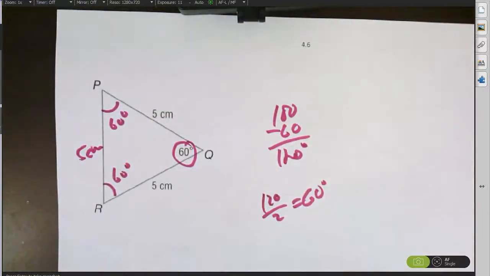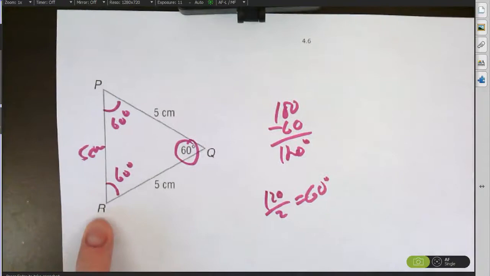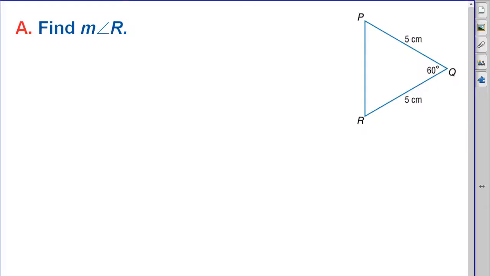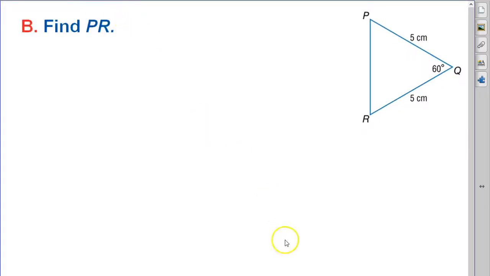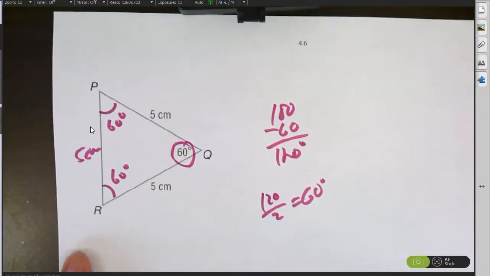Okay. So for this problem then, what's the measure of angle R? Well, the measure of angle R was 60 degrees. For the next problem, the question is, what's the length of PR? Well, again, it's equiangular and equilateral, so side PR has to be 5 centimeters.